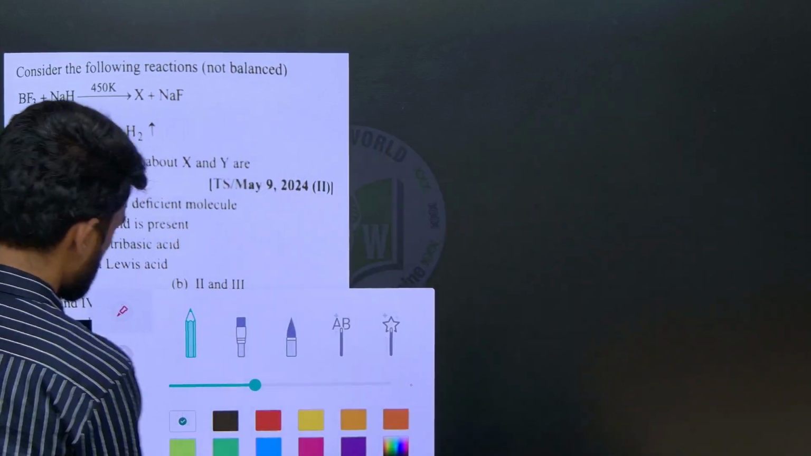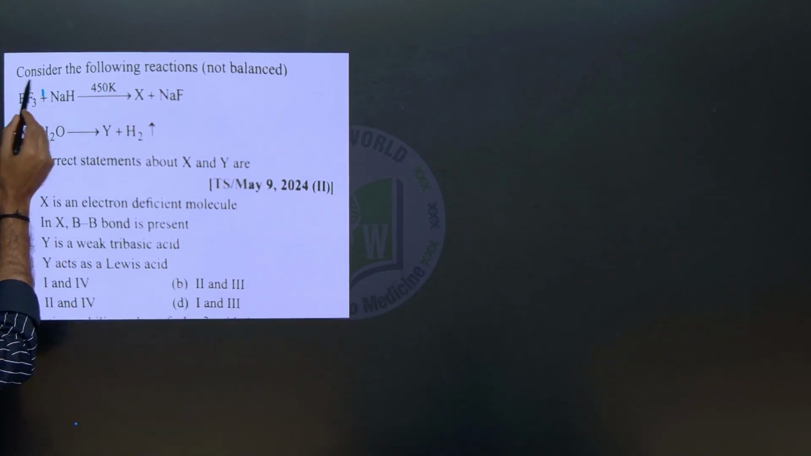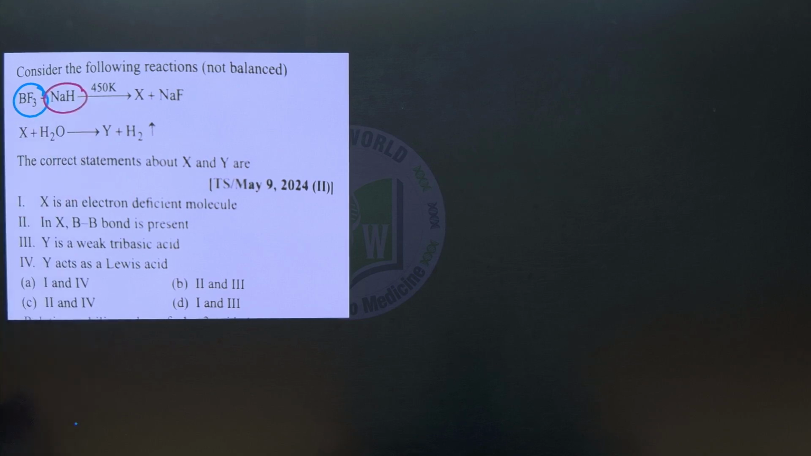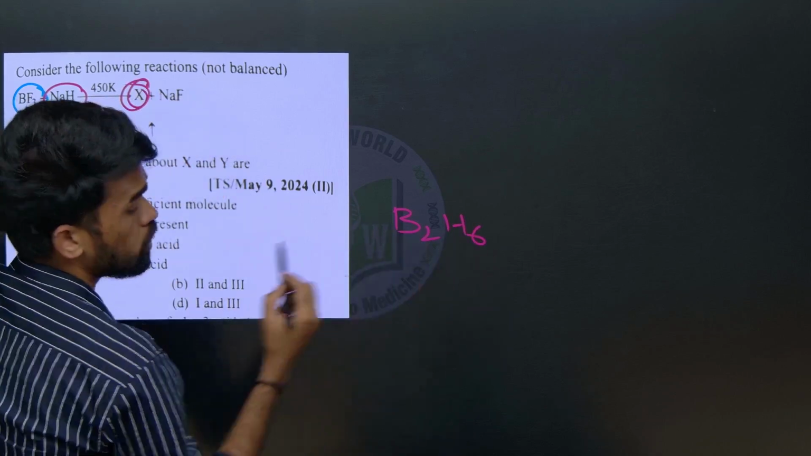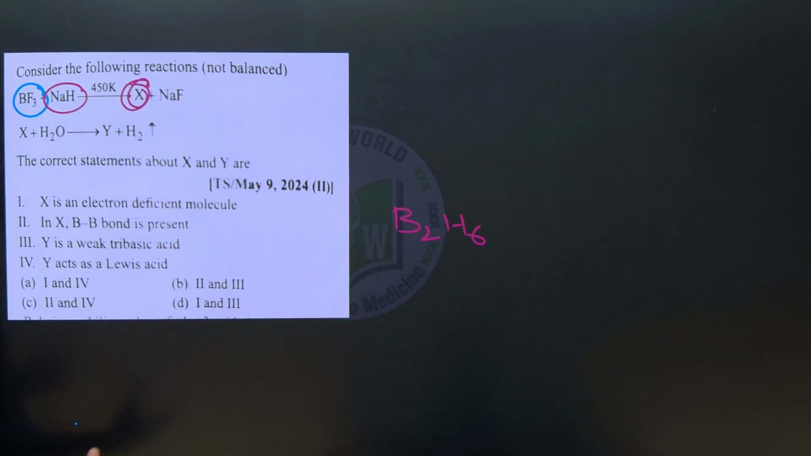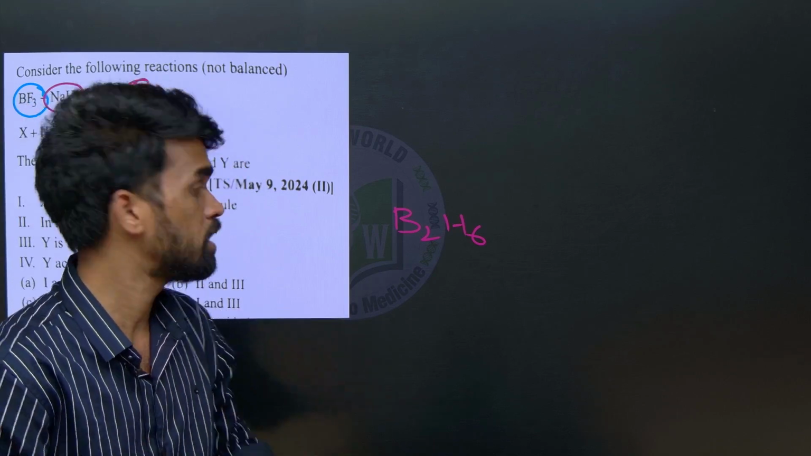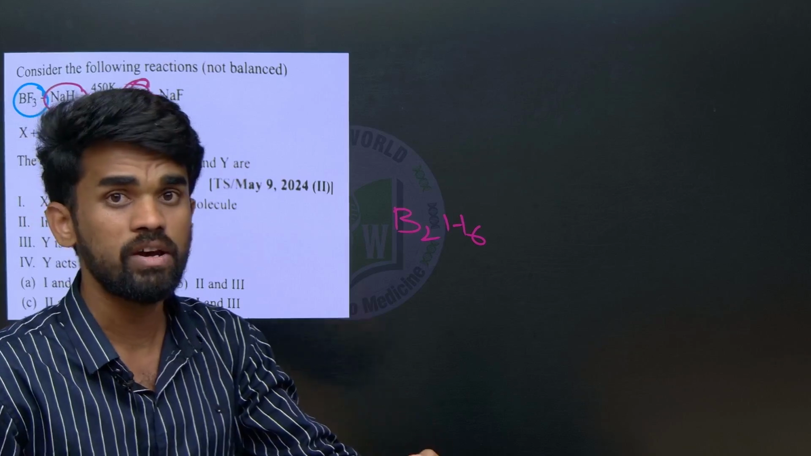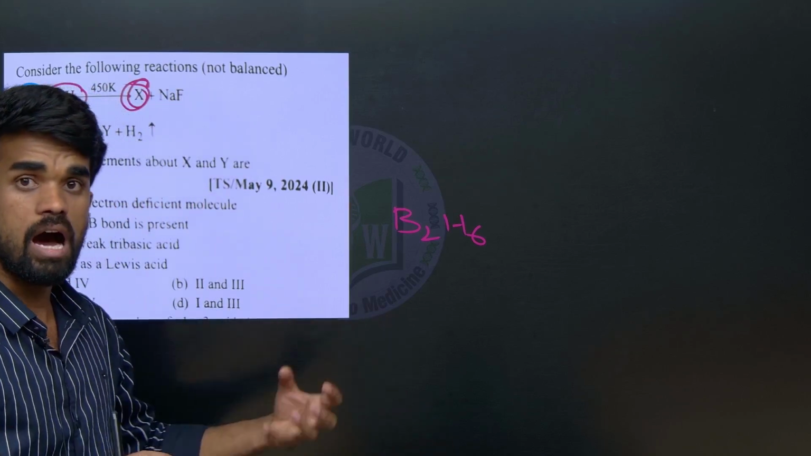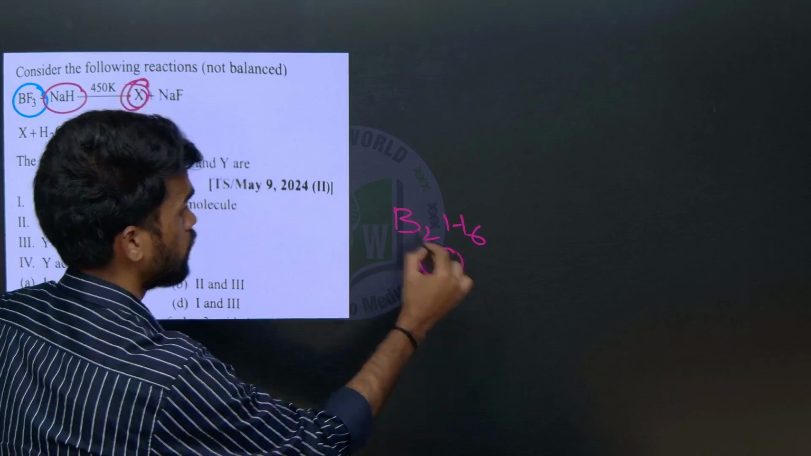Then next, let's have a discussion on this. BF3 with sodium hydride. What is the product formed here? Just now we have seen it is B₂H₆. So what is X here? It is B₂H₆ from our discussion. You can take a screenshot of all those reactions and make a note out of it and solve this kind of question. You have to revise this kind of important question from inorganic chemistry in order to answer in the exam. So X is B₂H₆.